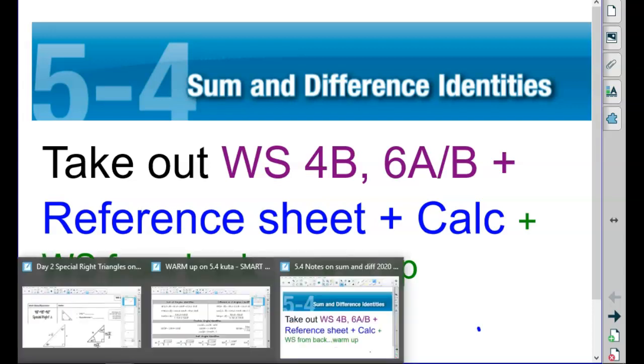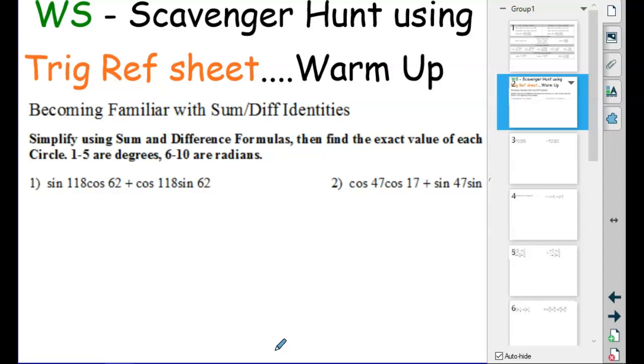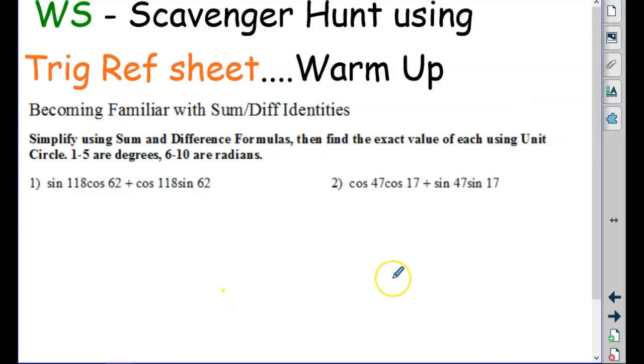So on the front of the sheet from the back of the room, you are supposed to find one of these on your reference sheet, and then we're going to figure out which one it's exemplifying and do a trade.